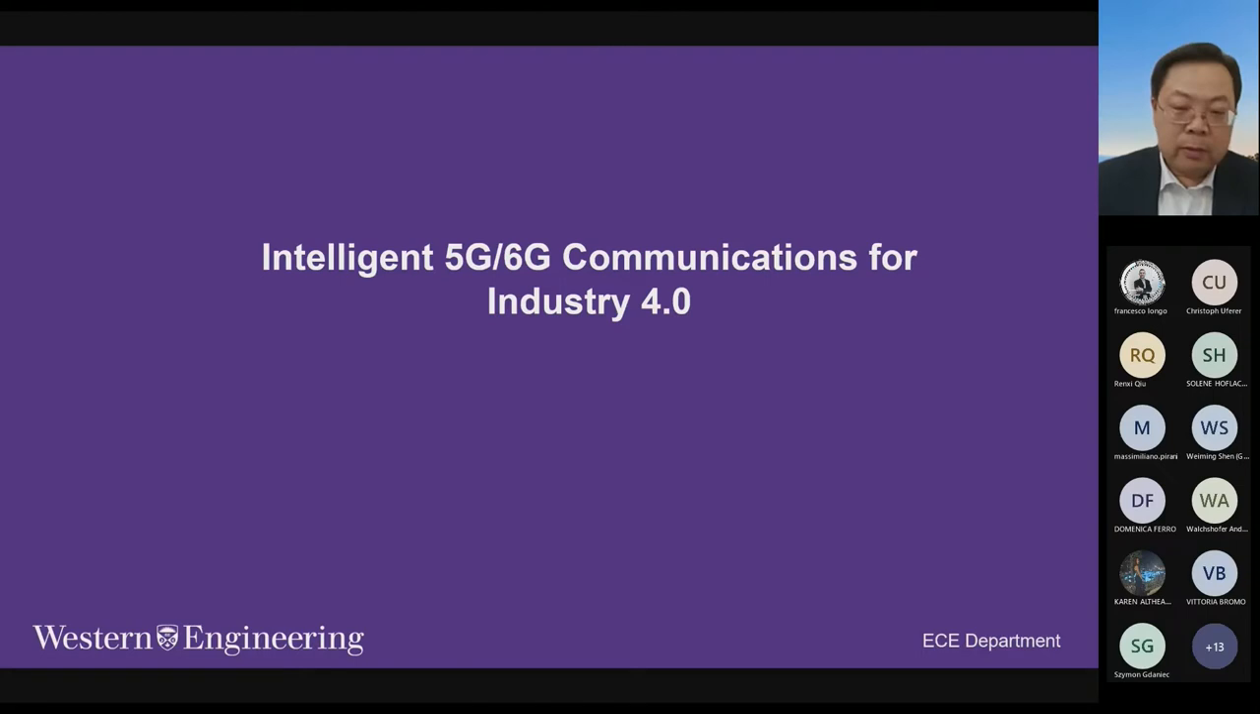So the last aspect I want to talk about is a few areas in which we can achieve intelligent 5G and 6G communications for Industry 4.0. Here I listed a few bullet points. The first one is situation-aware network operation through massive data collection and machine learning. The second area is service-oriented orchestration of ICT resources. Then fast decision-making through machine learning and data analytics, and collaborative communication, computing, and machine learning for cost-effective service provisioning.